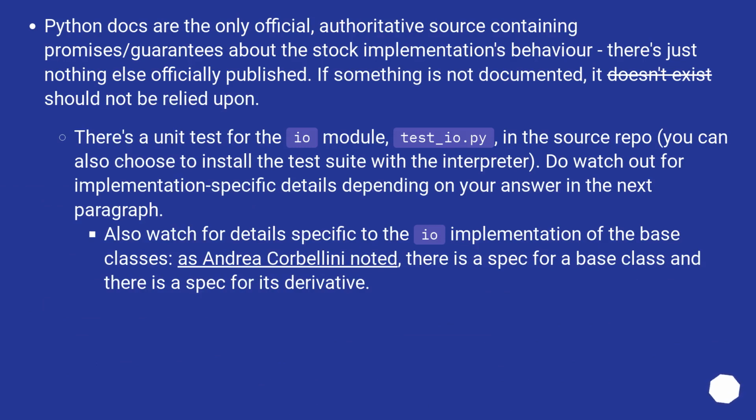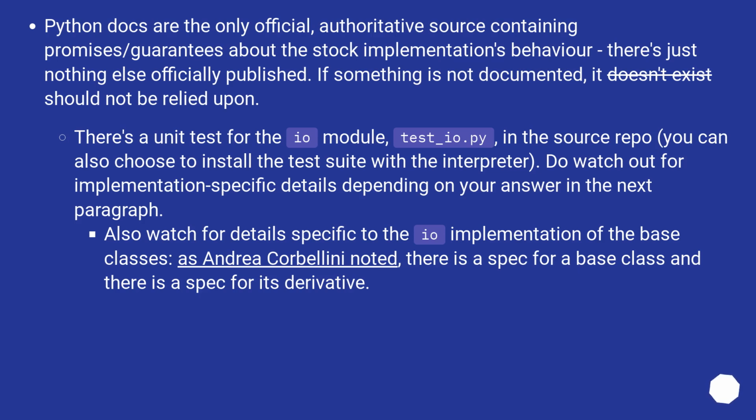Python docs are the only official, authoritative source containing promises/guarantees about the stock implementation's behavior. There's just nothing else officially published. If something is not documented, it should not be relied upon. There's a unit test for the IO module, test_io.py, in the source repo.